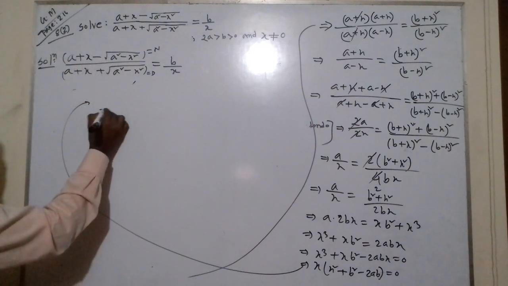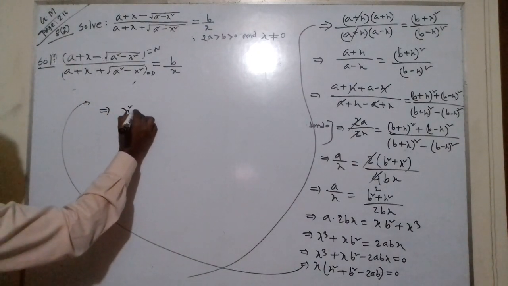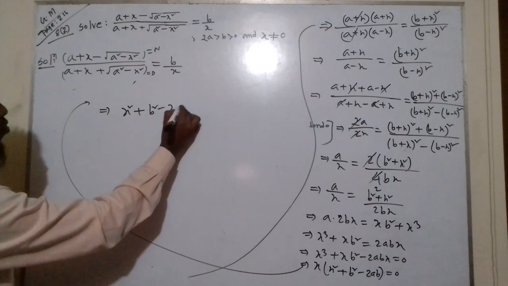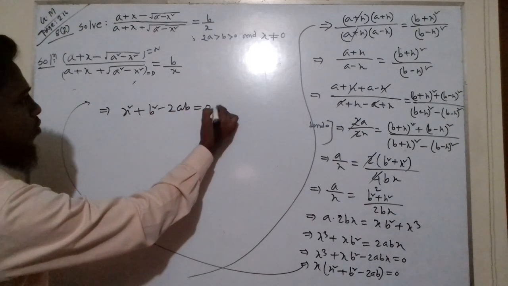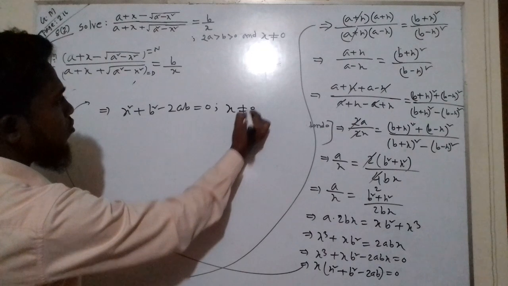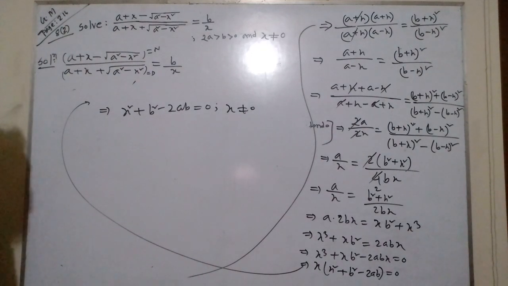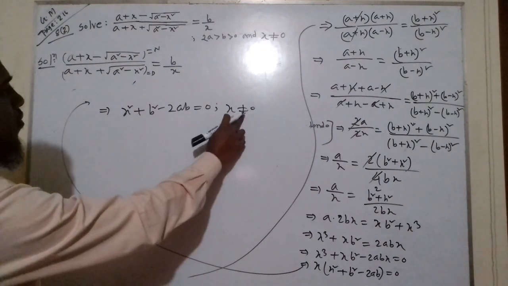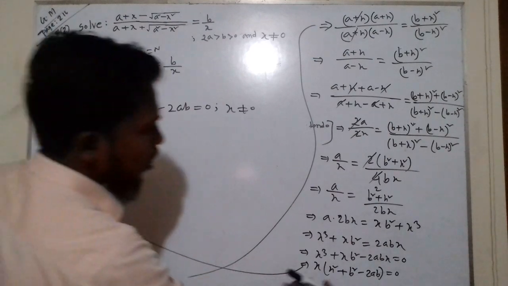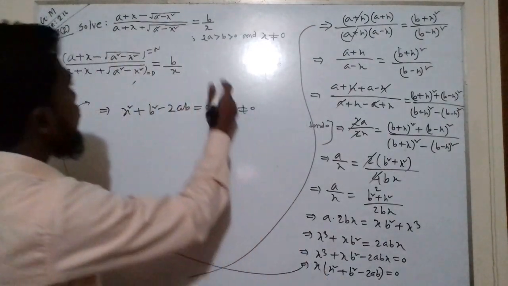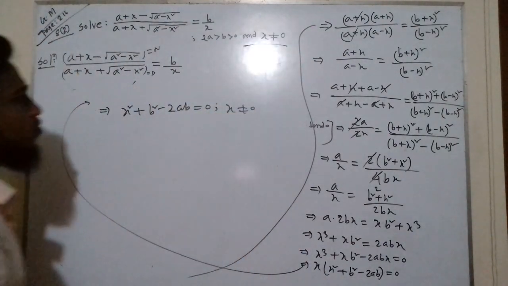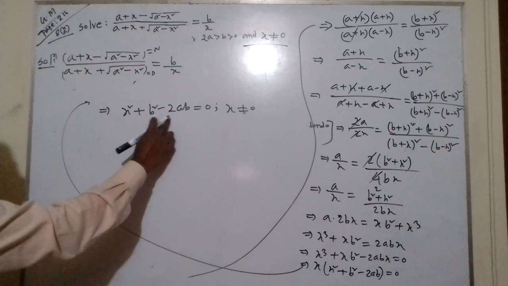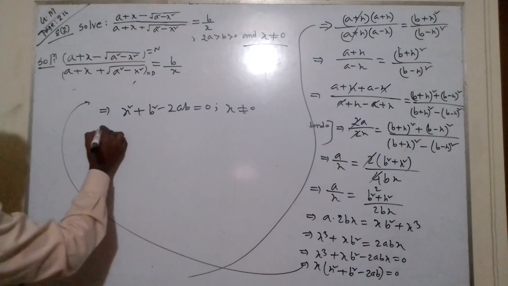Now you can write x square plus b square minus 2ab equal to 0 when x not equal to 0. When x not equal to 0, because if x equal to 0, this term will be 0. So x not equal to 0, here the condition is x not equal to 0. So we can write x square plus b square minus 2ab.